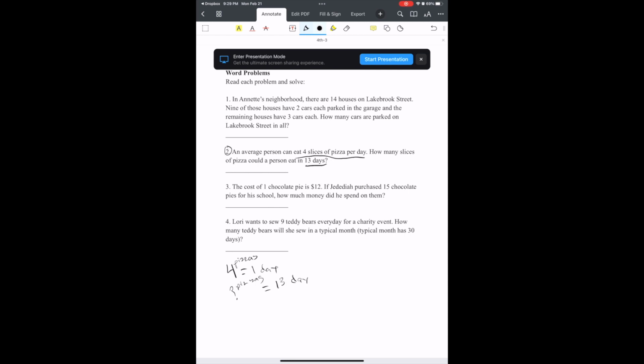So basically, how much do you have to multiply from 1 to 13? 13. So you're going to do the same. You have to multiply this 4 by 13. So 13 times 4, 4 times 3 is 12, and then 4 times 1 is 4, plus 1 is 5. So your answer is 52 pizzas. Or slices of pizza. If you could eat a whole pizza, you would be really full.